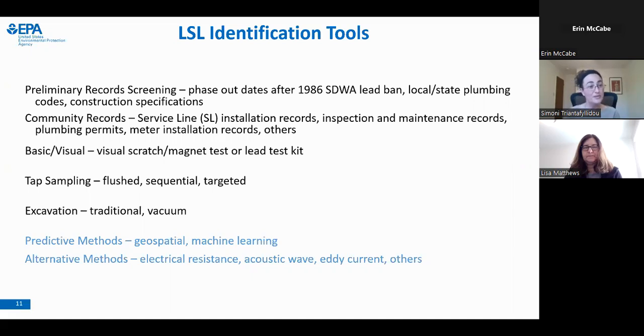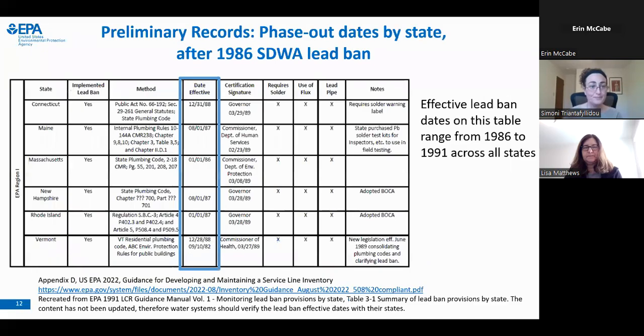And we then moved to basic visual examination of service lines, to tap sampling approaches at the kitchen faucet, and to excavation. We did look into some other categories of tools, including predictive methods, like artificial intelligence models, for example. And we did look into some alternative methods, and I'll go through those as well.